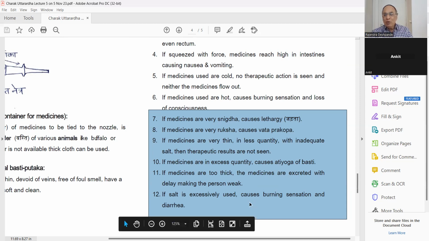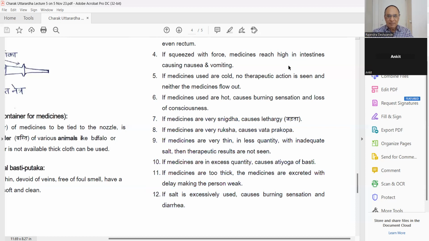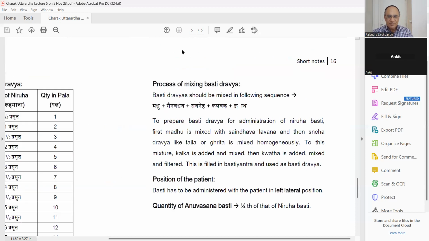If salt is excessively used, actually in Anuvasana and in Niruha, both, a little bit of Saindhava is used. Little bit Saindhava. But if too much Saindhava has been added, then that can cause a burning sensation in the anorectal region and loose motions. That is diarrhea. Okay.